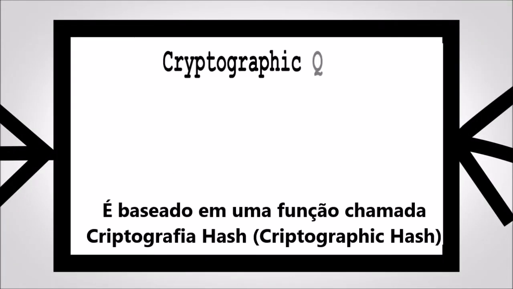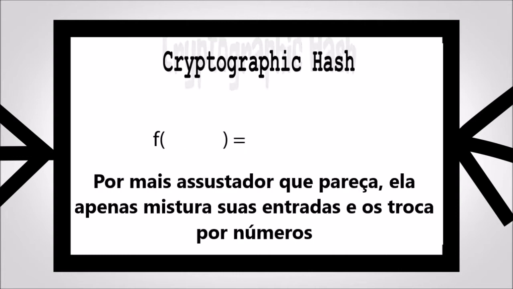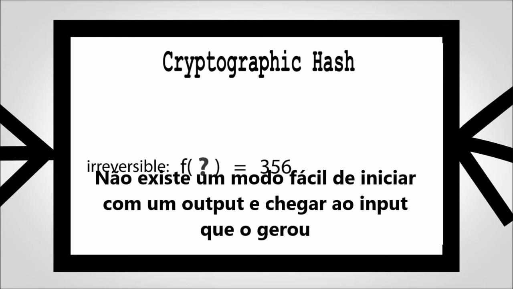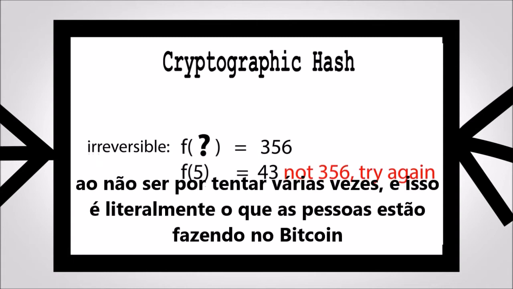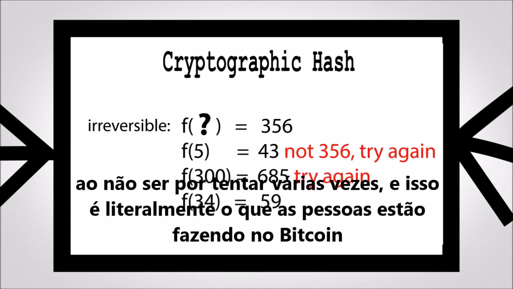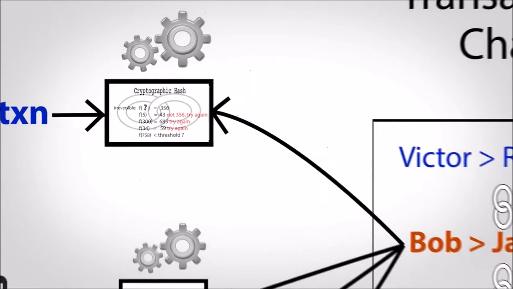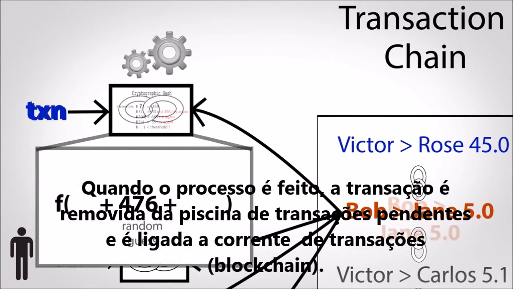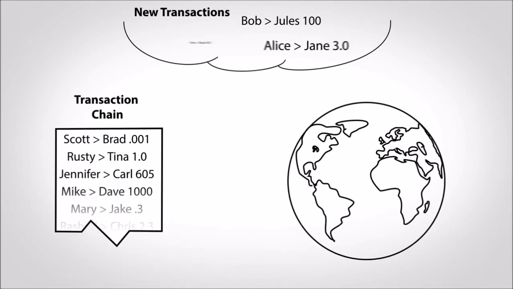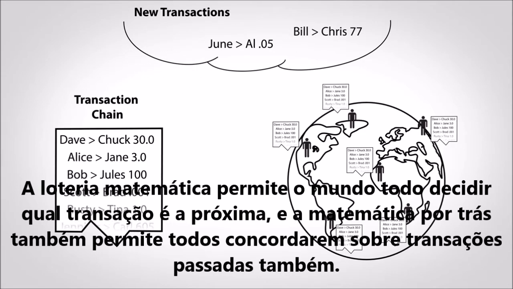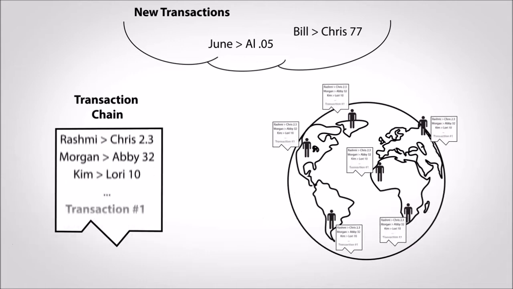It's based on a special function called a cryptographic hash. As scary as this sounds, it just mixes up its inputs and spits out a number, but it's special because it's irreversible. There's no easy way to start with an output and then find an input that generates it other than by making lots of guesses. And this is literally what people are doing in Bitcoin, feeding this function random numbers until the output meets certain criteria. Besides a random guess, you also input a transaction from the pending pool and chain, which is where the linking part comes in. So the lottery provides a way for the entire world to decide which transaction is next, but the math behind it also helps ensure everyone agrees about past transactions too.